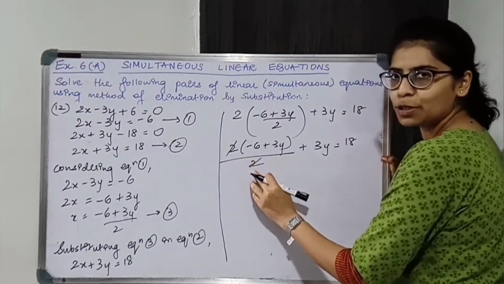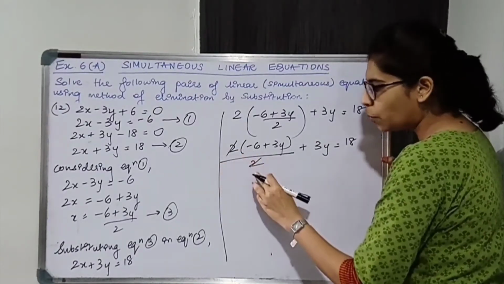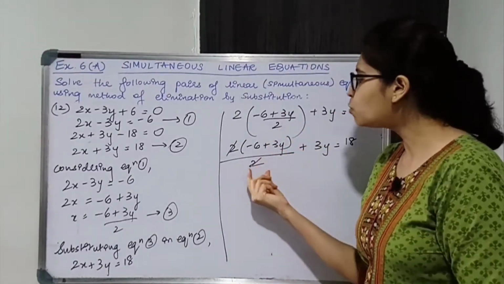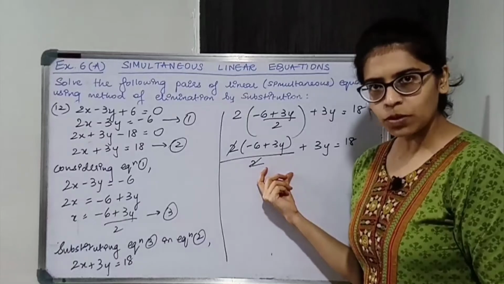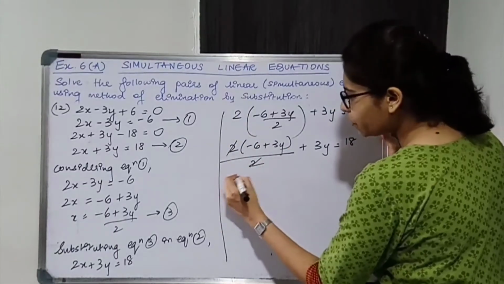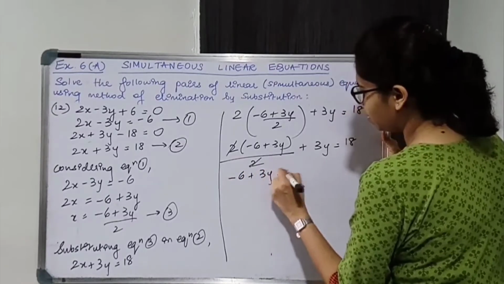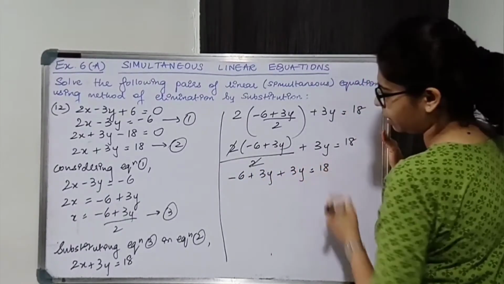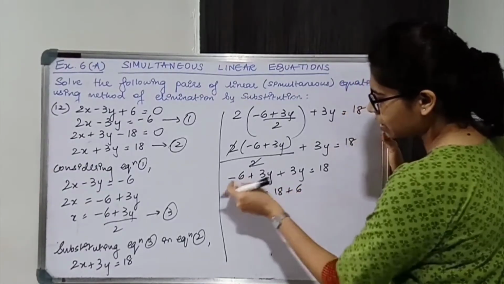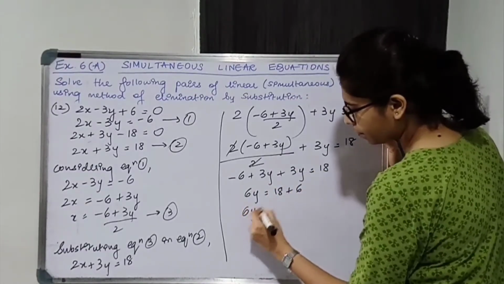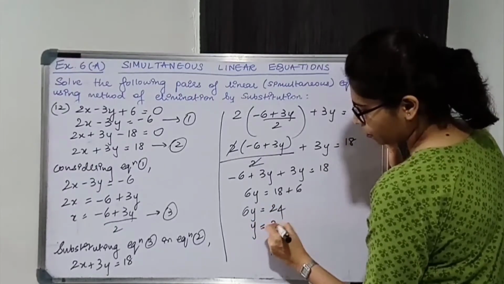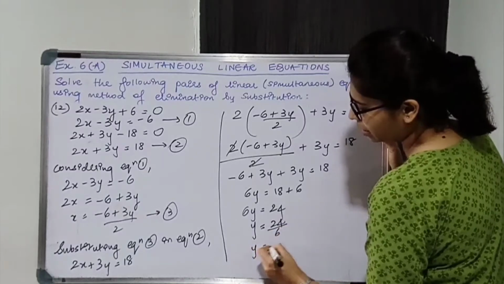We could cancel 2 because this is outside the bracket. Over here in denominator also with 2 there is no other term. Okay, it is not 2 plus something minus something. Okay, only 2 is there, so you can cancel out. So we'll get minus 6 plus 3y is equal to 18. So 6y is equal to 18 plus 6, shifting this over here. So we'll get 24. So 24 by 6, y is equal to 4.